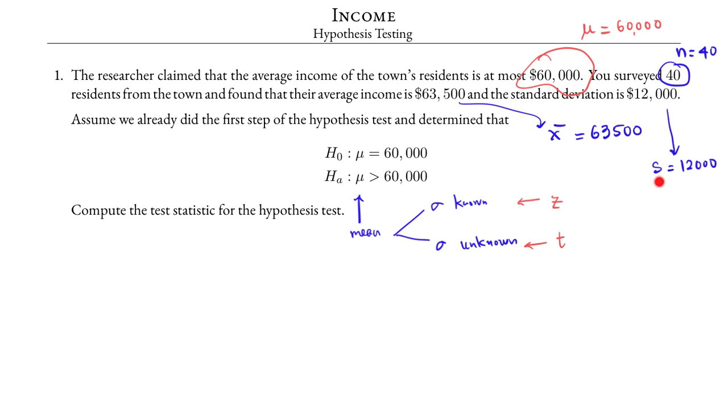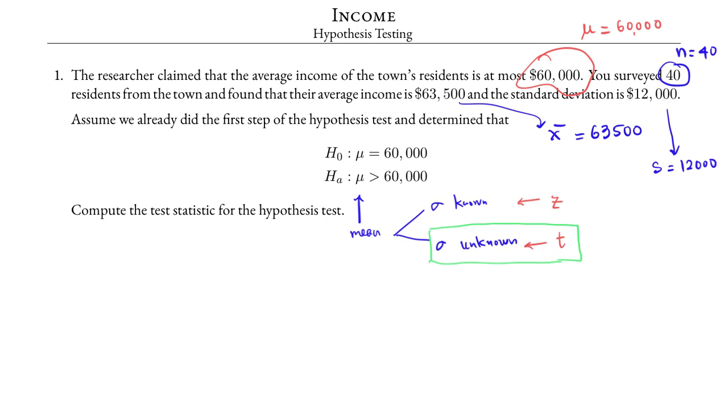Because of this, we know that the standard deviation of the population is not given, and so sigma is unknown in this case. Therefore, the test statistic that we would need to compute is the t-test.